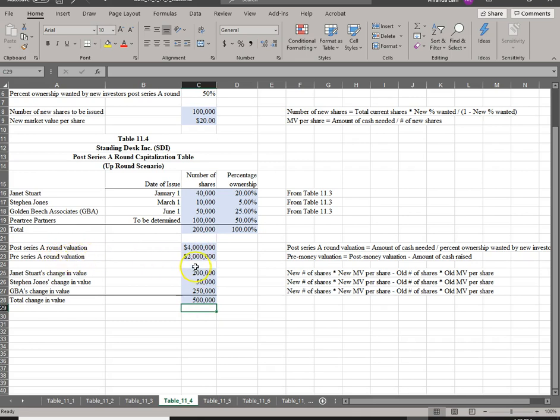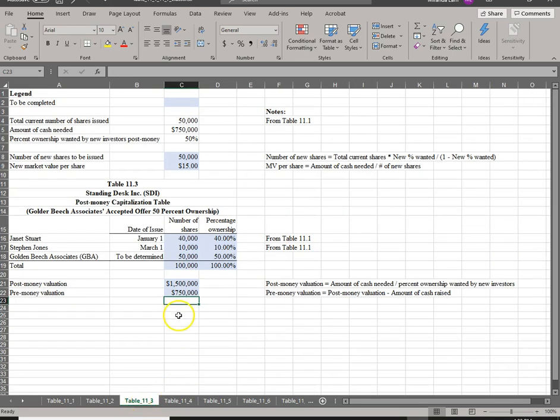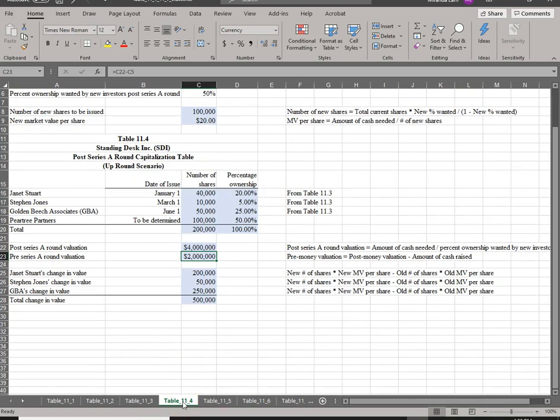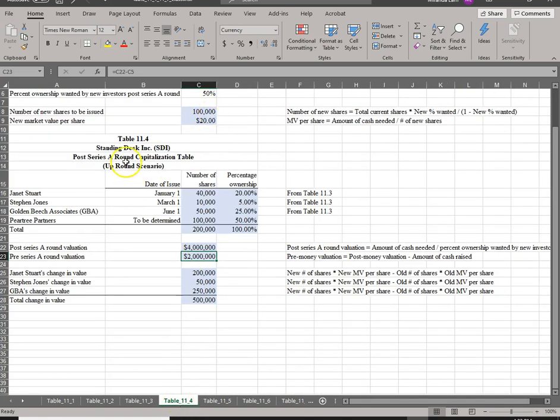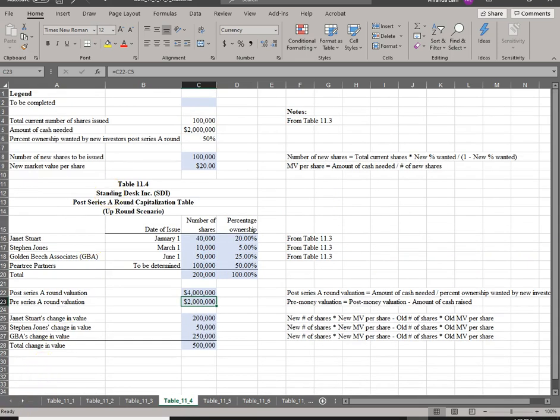The pre-money valuation was $2 million at this round, and before the value was 1.5 million. So it's an up round. The value of the firm went from 1.5 million to 2 million. And the market price, easier to compare, went from $15 to $20. So that's why this is an up round. As I said earlier, in an up round, everybody is happy.